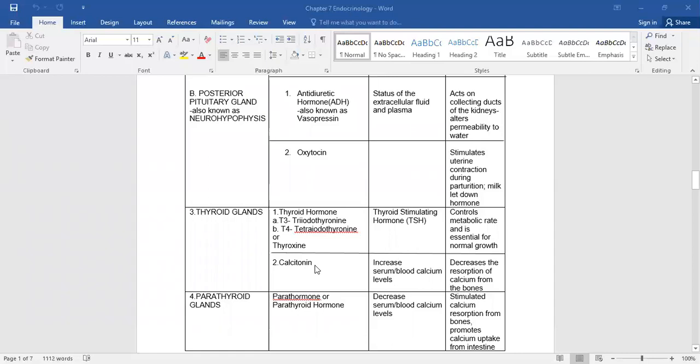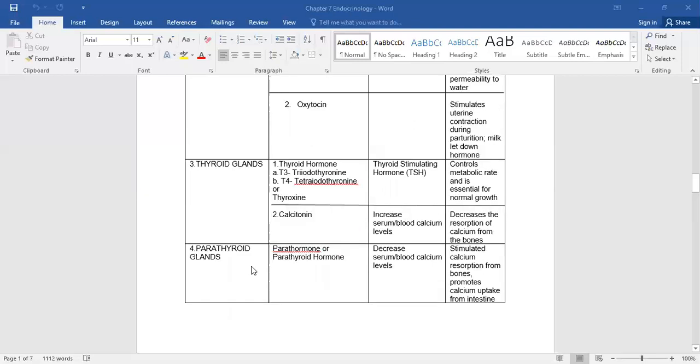And then we have the calcitonin. Its stimulus is again increased serum or blood calcium levels. What it does is decrease the resorption of calcium from the bone. So it deposits calcium into the bones.